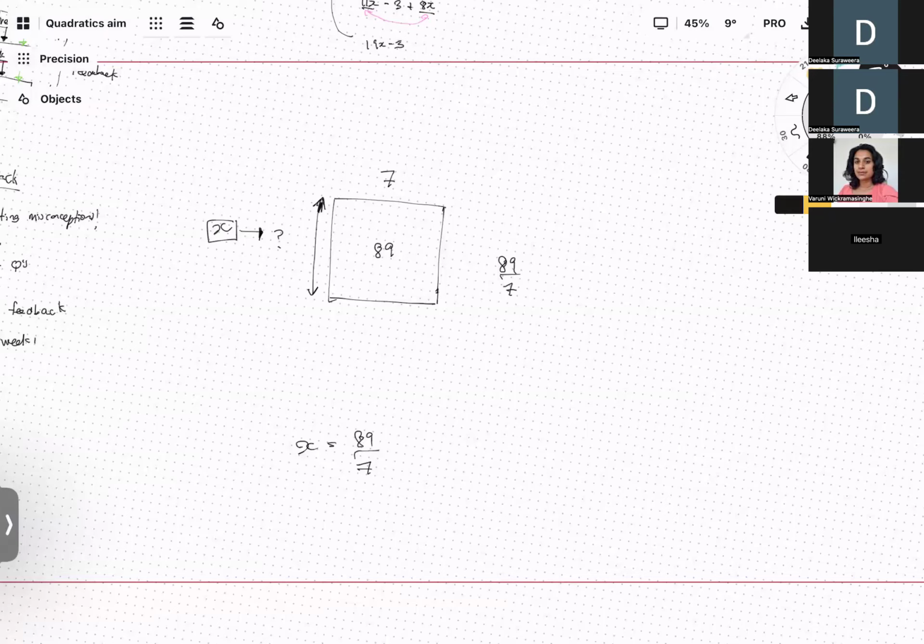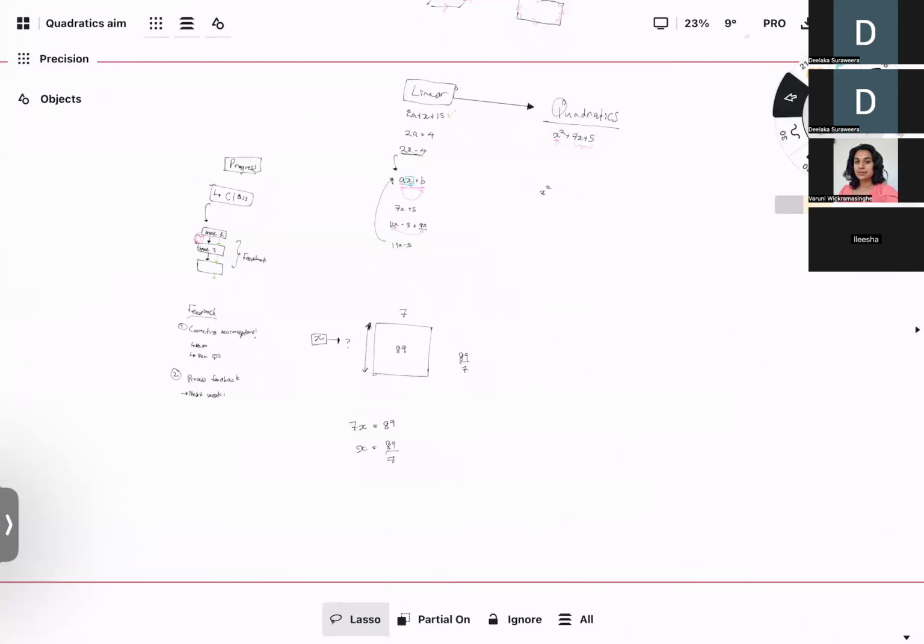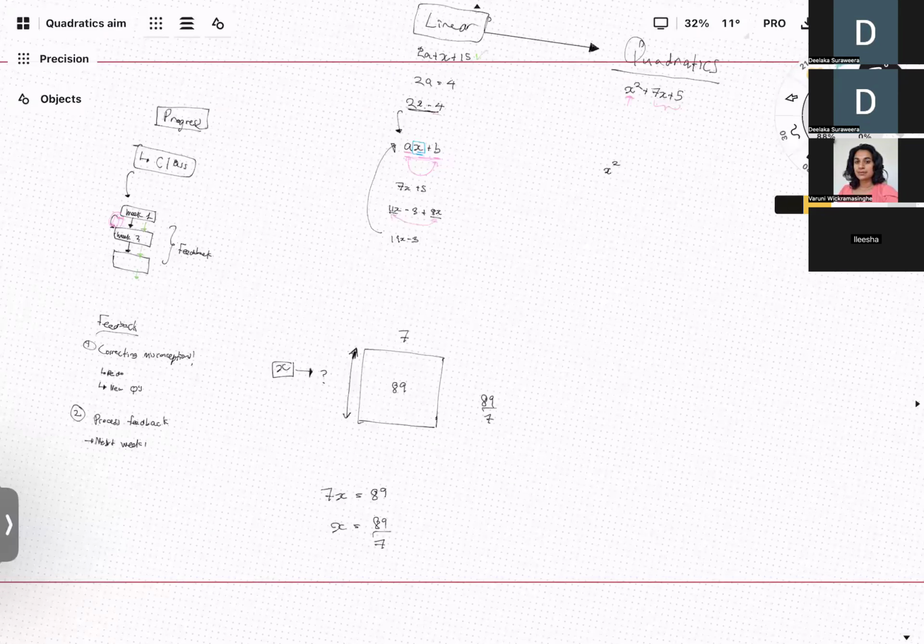What's the area formula? Exactly. You've got a length of 7 with this x. 7x equals area, which is 89. And then you get a very simple equation, right? This is linear. So these are the linear problems, geometrically speaking. And honestly, linear problems are super easy. We don't even need to worry about it.